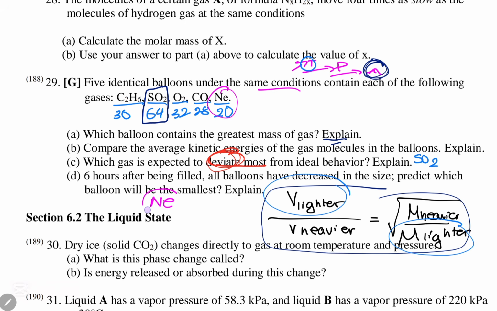Because neon is the lightest gas, it will have the fastest effusion rate. So it will effuse the fastest out of the balloon, and thus the balloon that contains neon will become the smallest.